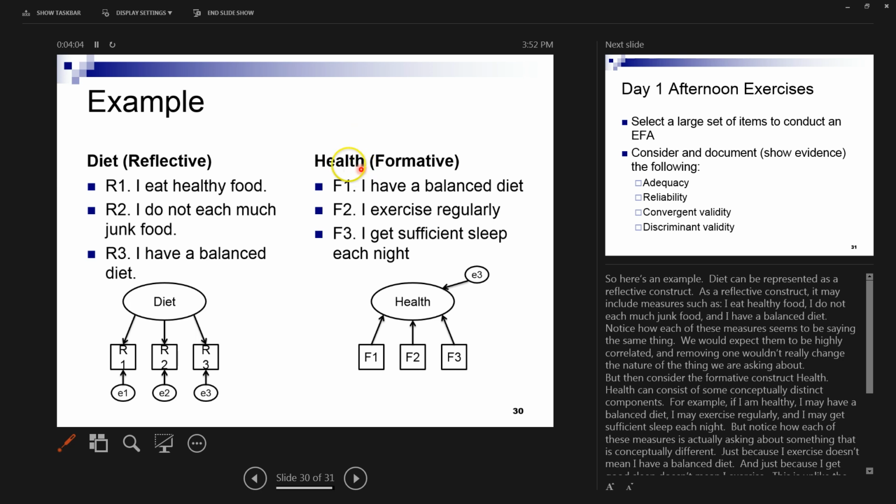What's a better measure of health? Three items that ask if you're healthy, or three items that capture the various dimensions of health? I think this is a more robust, more complete measure of health when you do it formatively. It just makes it difficult to analyze further on because we don't require the items to be correlated.